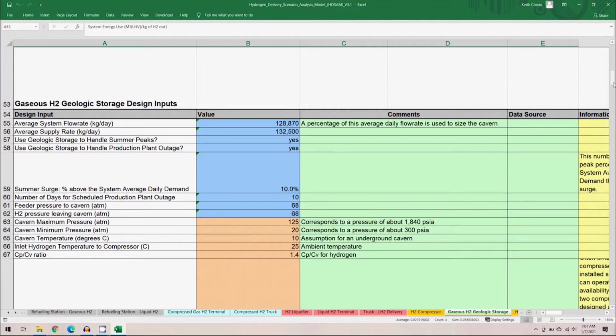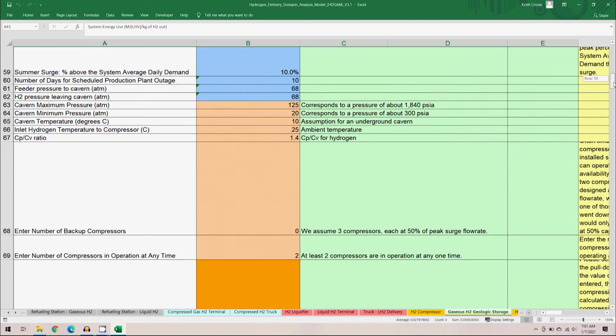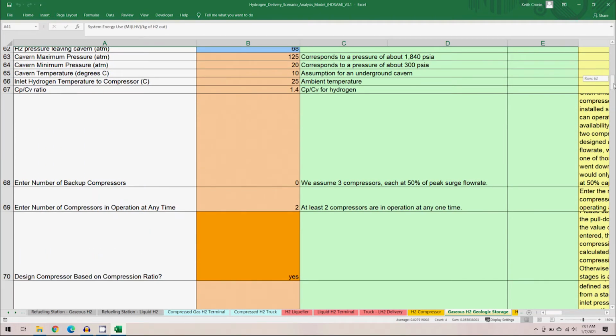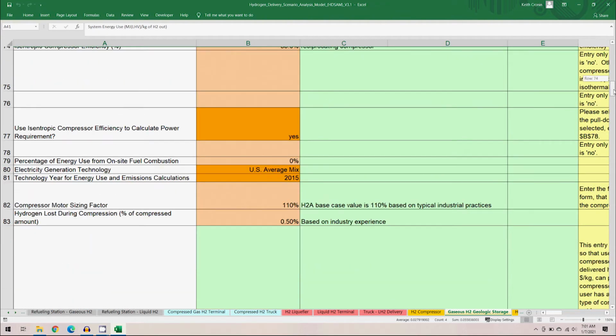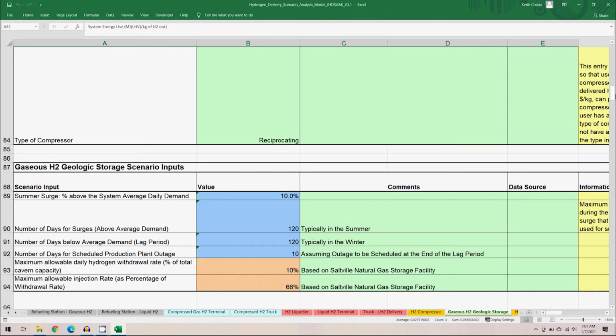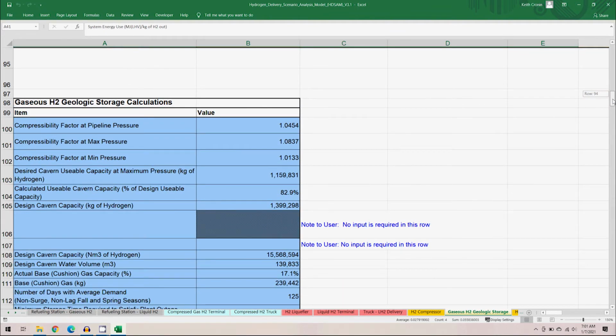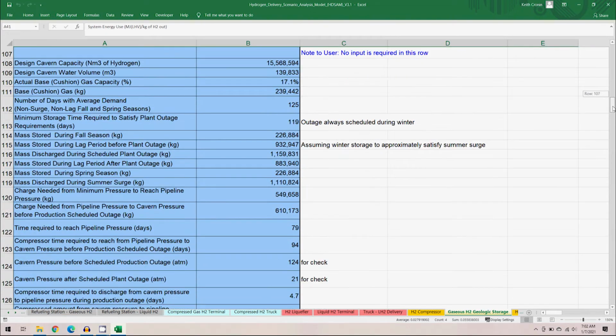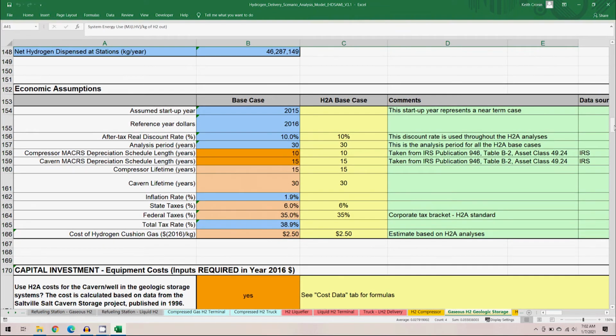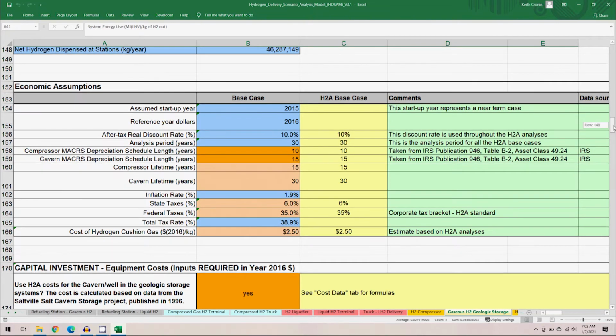inputs of interest include cavern maximum and minimum pressures, number of backup compressors, number of compressors in operation at any time, and isentropic compressor efficiency. The second table for geologic storage scenario inputs has input fields for maximum allowable daily hydrogen withdrawal rate and maximum allowable injection rate. And the next table shows calculated values for geologic storage. The economic assumptions table is where you can specify the compressor lifetime, the cavern lifetime, state taxes, federal taxes, and the cost of hydrogen cushion gas.